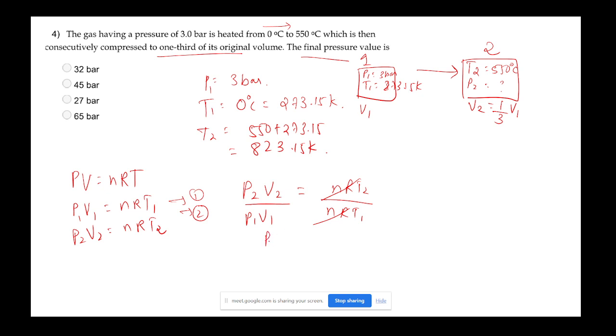Now if I put up the values, T2 is 823.15 divided by T1 which is 273.15, into P1 which is 3 bar, divided by... Now V2 by V1 is 1 by 3. So here it will come 1, here it will come 3. Now if you calculate, then the answer that comes is 27 bar.